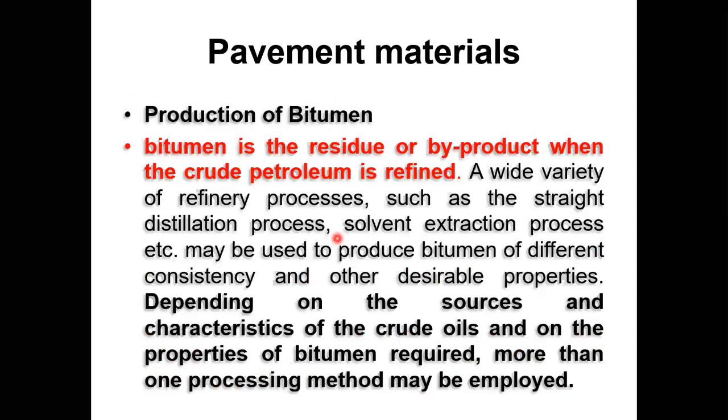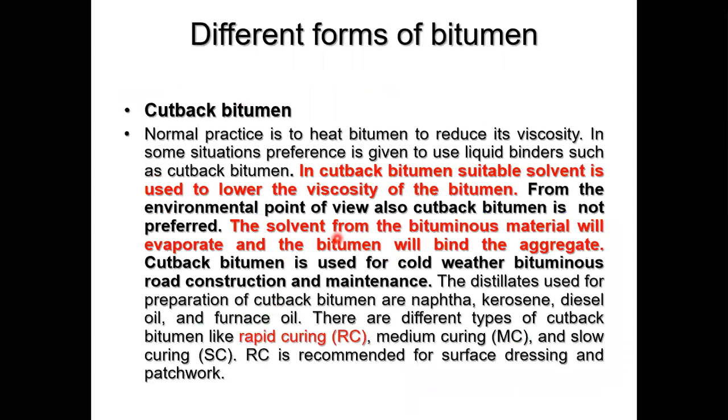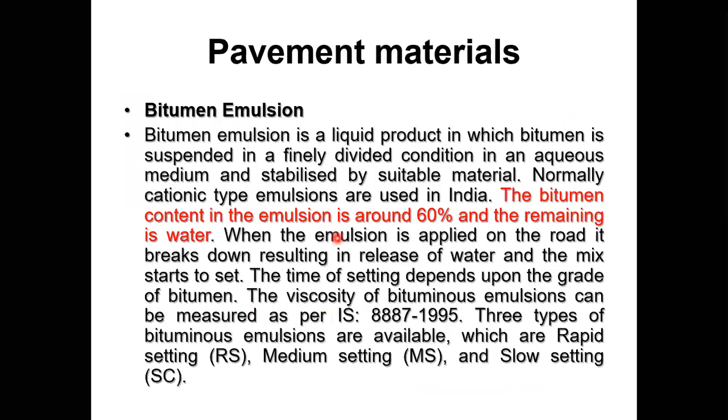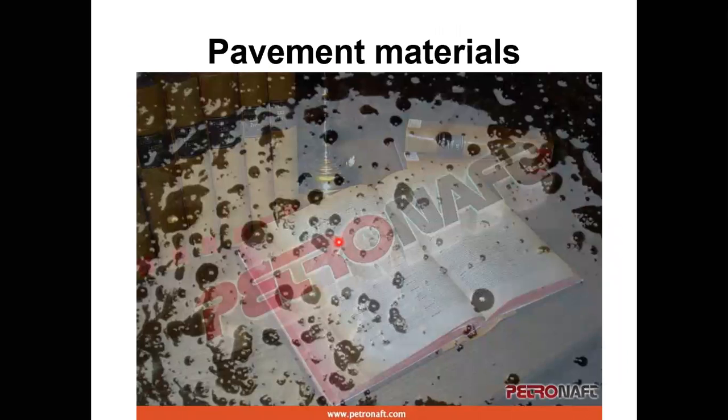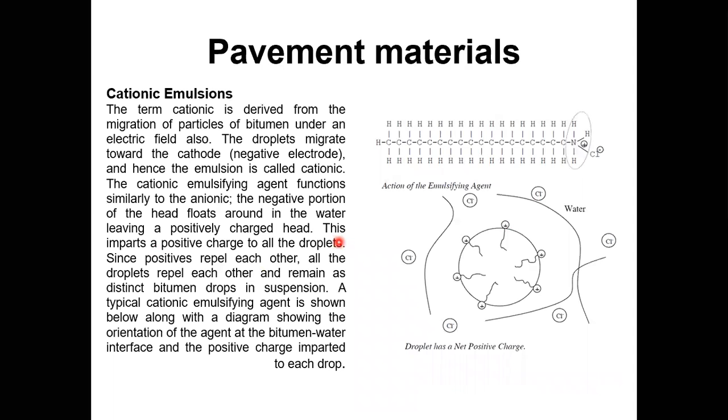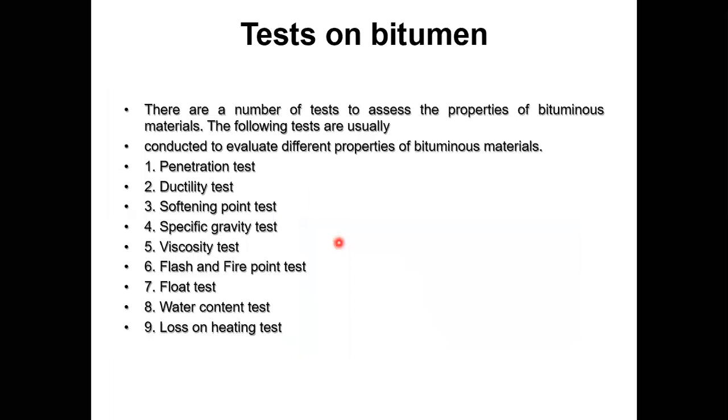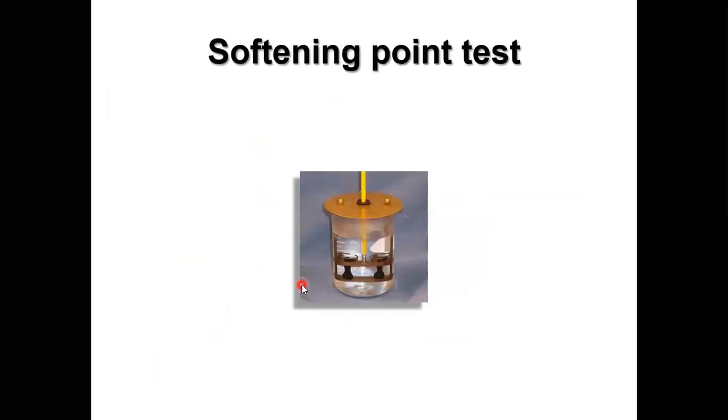So bitumen, what is bitumen? A little bit of introduction to bitumen, types of different forms of bitumen. What is cutback? What is emulsion? Then there are some other cationic bitumens. Where exactly you are going to use them? Then we'll discuss the different tests of that: penetration, ductility, softening, specific gravity, viscosity, flash and fire, flow test, water content test, loss on heating test. We will not discuss everything, we'll discuss what we need from a practical point of view. Okay.